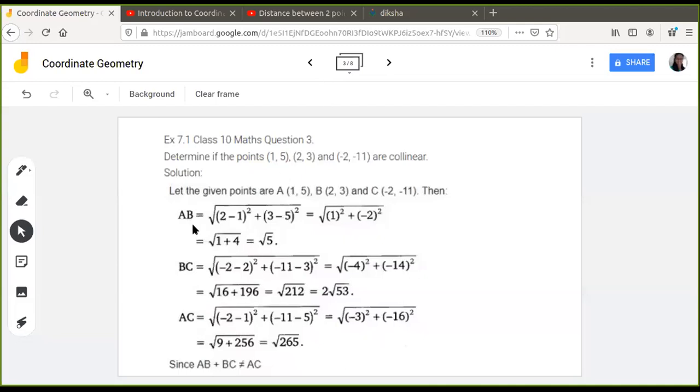So you can see it there. I have AB, BC and AC. Because my AB plus BC is not equal to AC, I am able to go back and tell the 3 points A, B and C are not collinear. The question is determine if the points are collinear. Now you know that the condition is not getting satisfied. That is AB plus BC is not equal to AC and hence your A, B and C are not at all collinear to each other.